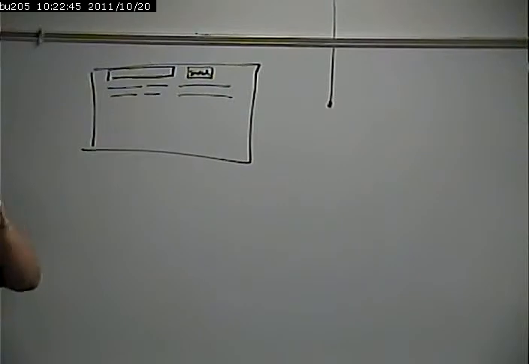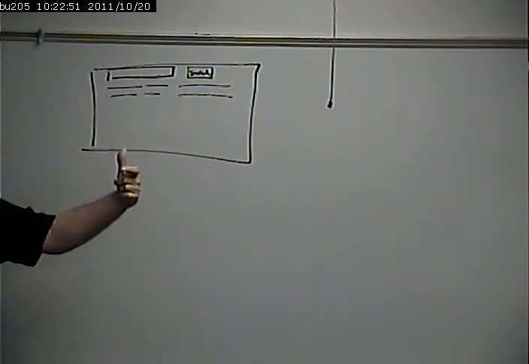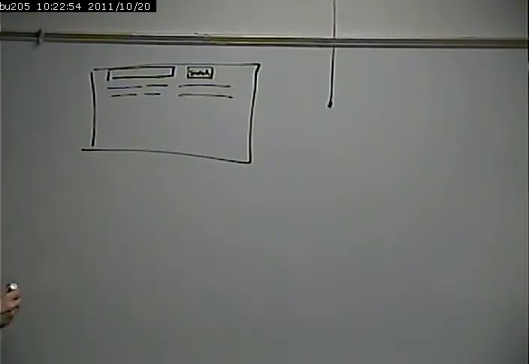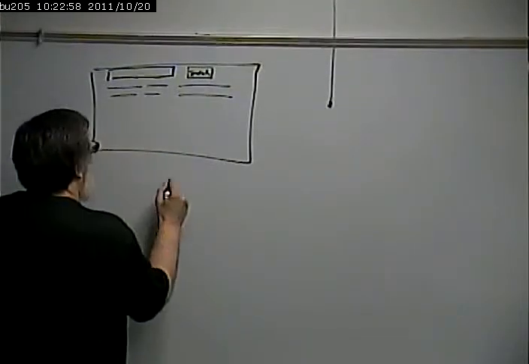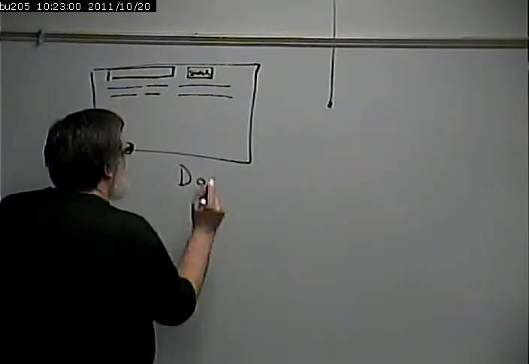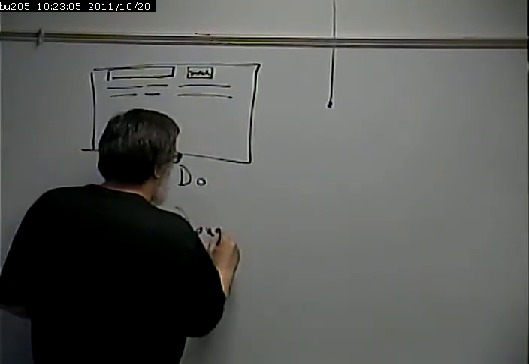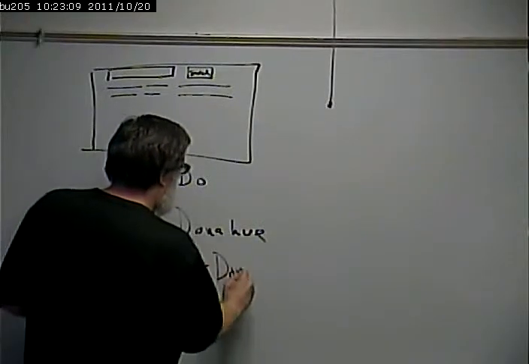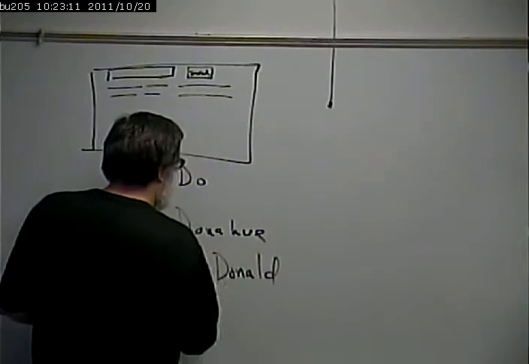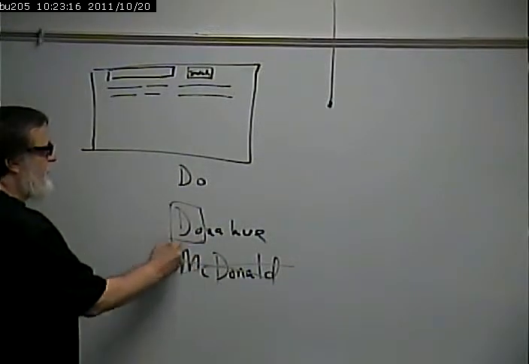In fact, to clarify that a bit, only people whose start of the name matches the string that we put in. So in other words, if you type in D-O, it'll match Donahue, but not match McDonald. So the string that we type in has to match the first part of the name.